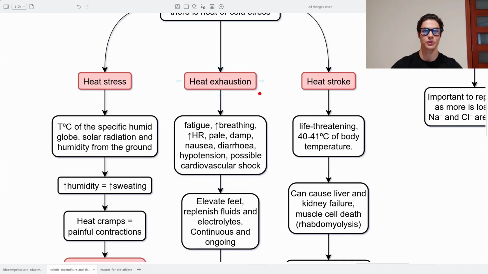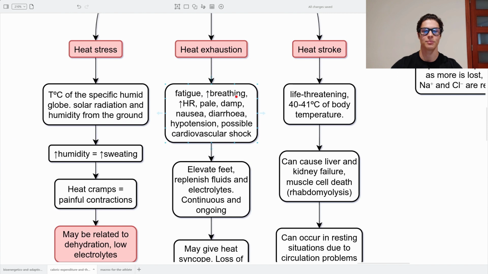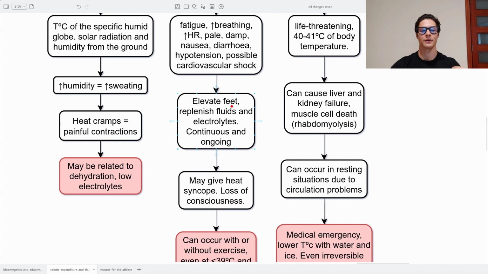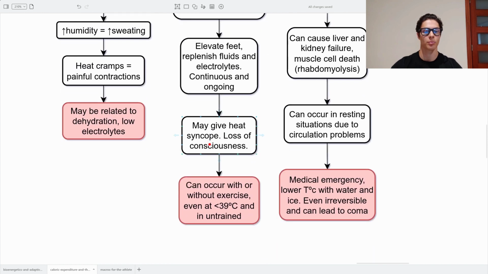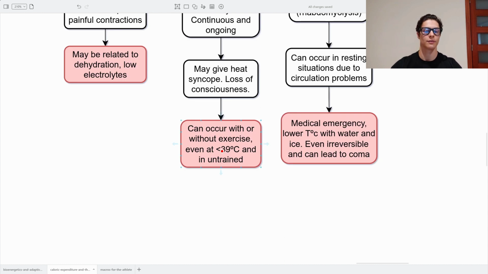And then we have the heat exhaustion. This is when there is fatigue, higher breathing, higher heart rate, when he or she is pale, damp, has nausea, diarrhea, hypotension, and the possible cardiovascular shock. In this situation, we have to elevate the feet, replenish fluids and electrolytes. And it is continuous and ongoing, so it may give heat syncope and even loss of consciousness. And it can occur with or without exercise, even at less than 39 degrees Celsius and in untrained individuals. Indeed, this is very common in the south of Spain, near Seville, because in the summer it's very, very hot.